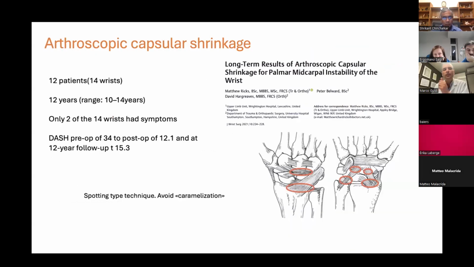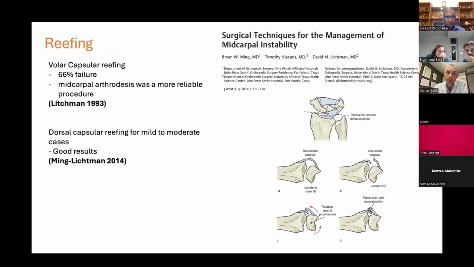So for the surgical treatment, Dr. Graves and his team published this capsular shrinkage done arthroscopically. So they were burning some points where the ligaments involved were possible to reach. And of course, they were not cutting anything. They were just using the shrinkage. So they were burning these ligaments to make some contraction of the ligaments and some more tension. And they report very good results.